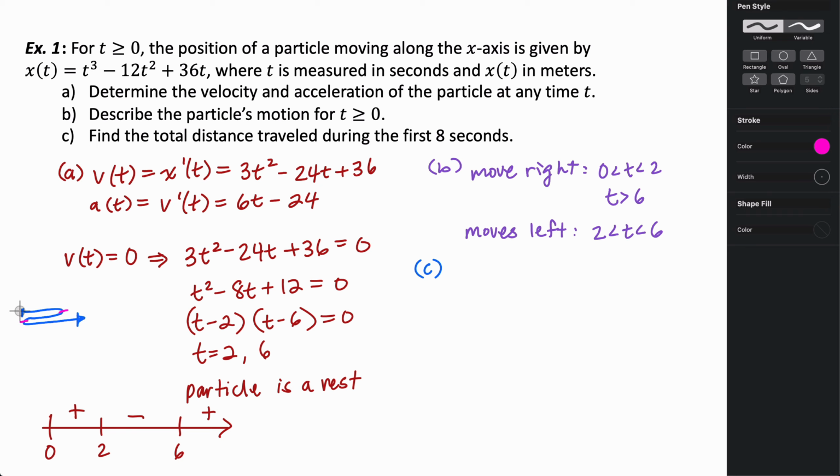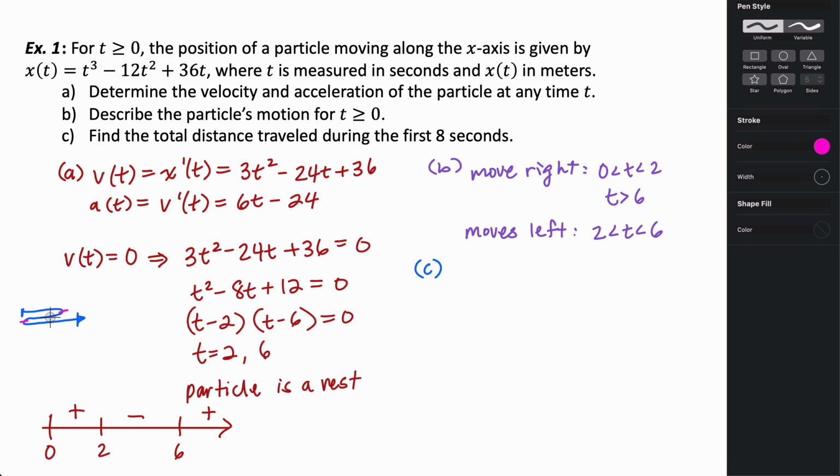So I need to look at the displacement, or the distance, between the starting point and where it turned, and then between this turn and the ending point. Since it's in this direction here, for this portion right here, that is a negative direction, right? So that means my value is going to be negative. It's basically canceling out whatever amount we moved to the right.